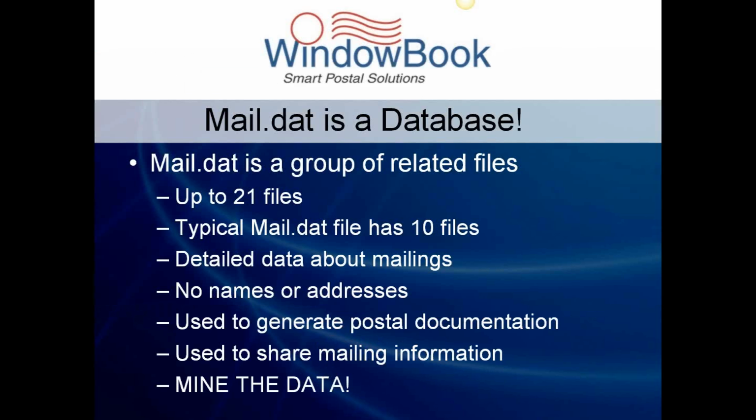First, let's talk a little bit about Mail.dat files. Mail.dat files are actually comprised of a set of related files, which together form a database that contains all of the detailed information about a mailing with the exception of the names and addresses. The Mail.dat file set can consist of up to 21 different files, depending on the complexity of the mailing and the needs of the various entities in the mail process. Typically, though, most Mail.dat file sets consist of about 10 core files.